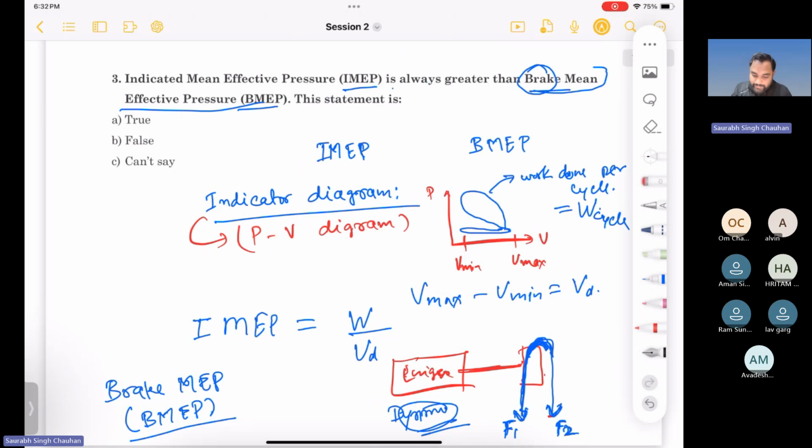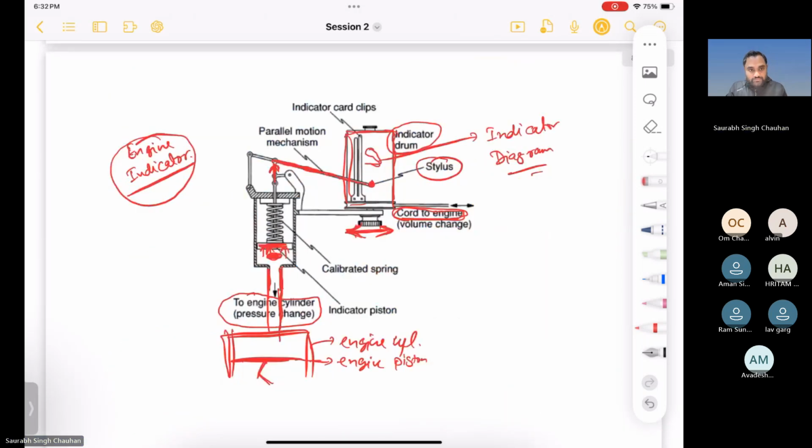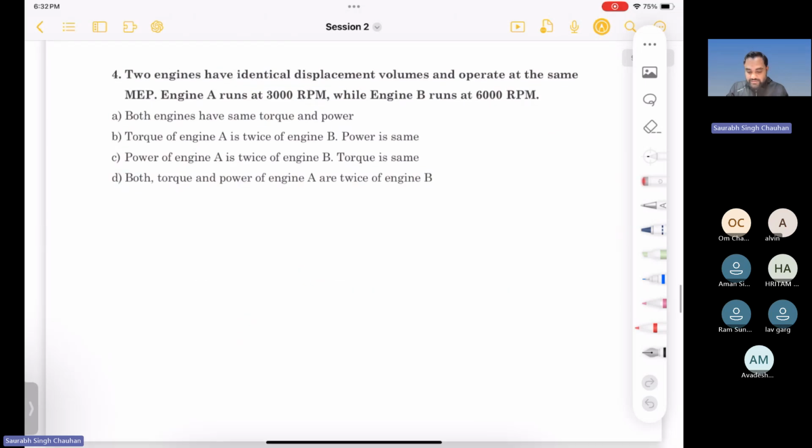So what is the correct option for this question? True, right? IMEP is always greater than BMEP because of losses, friction, and other types of losses. Okay. So if it is clear, then we can move to the next question.